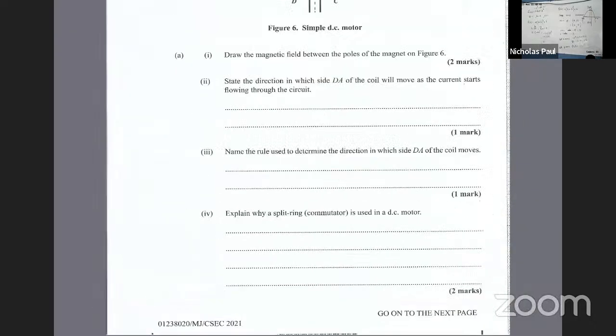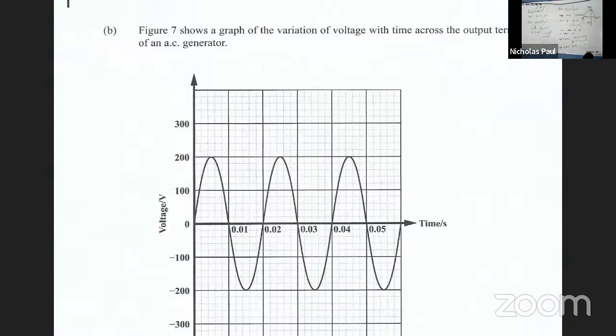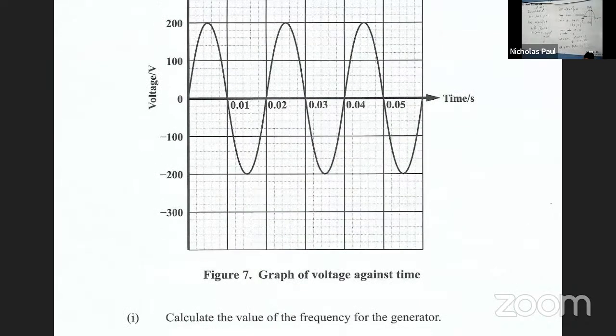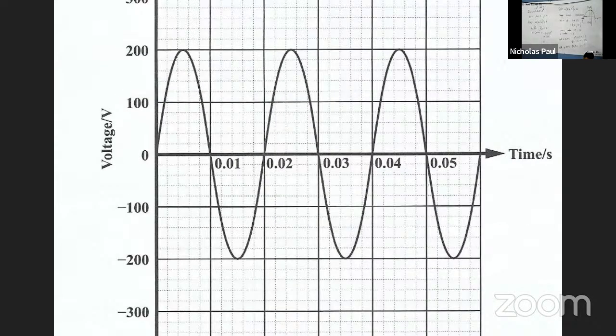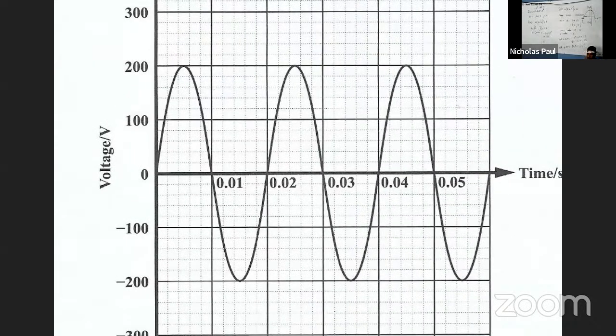What's the next one? They give you a little graph showing an AC generator output, right? What's the value of the frequency? Let's find frequency again. 1 over T. So your frequency here is 1 over T. Look at the graph. What's the period from the graph?